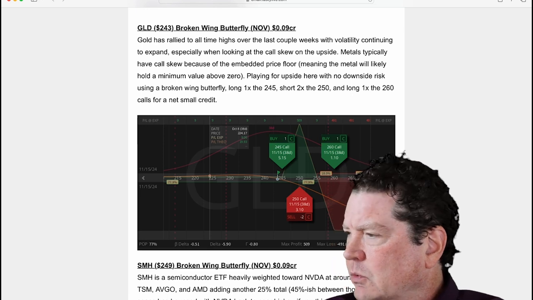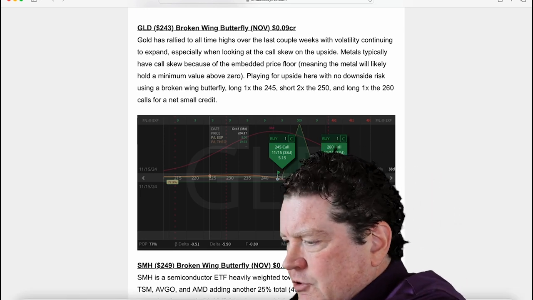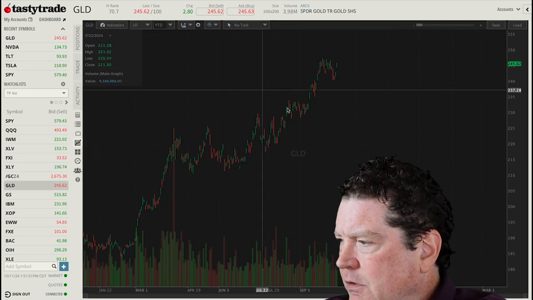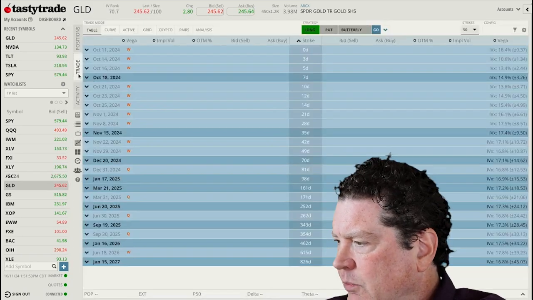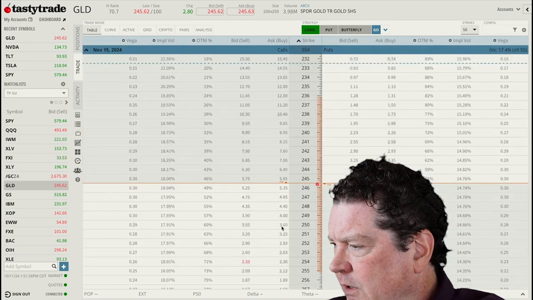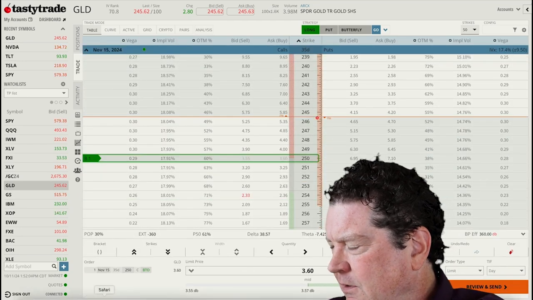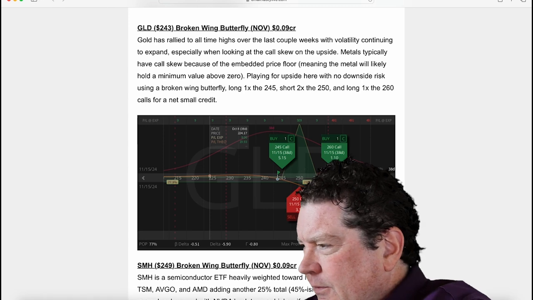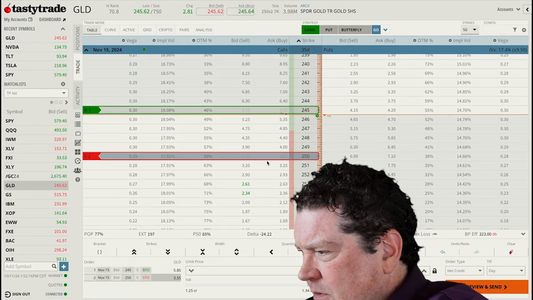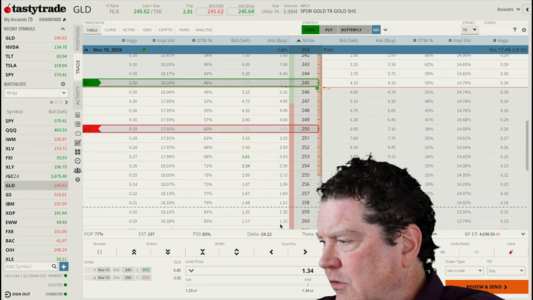Let's take a look at that really quickly in GLD. And GLD, just like you said, has been rallying. Let's go out to the Nova expiration. They're buying the 245, selling two of these 250s, and then a 260. They're doing that for a 16-cent credit.